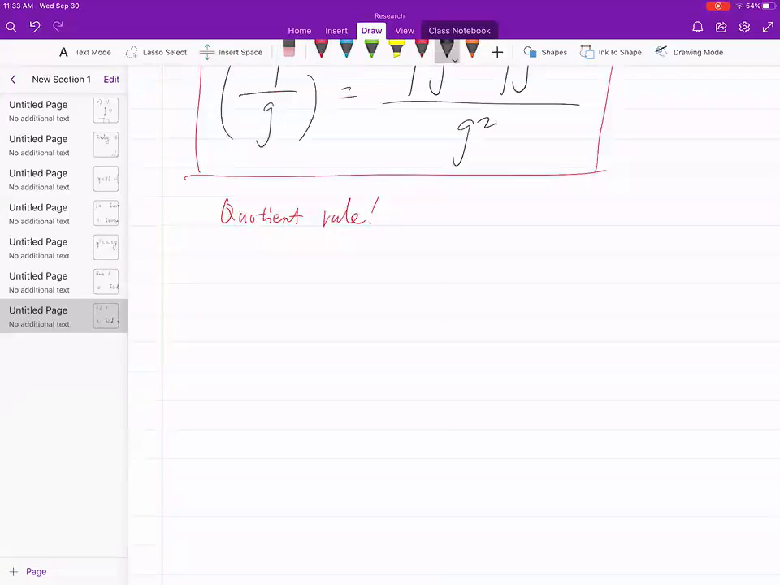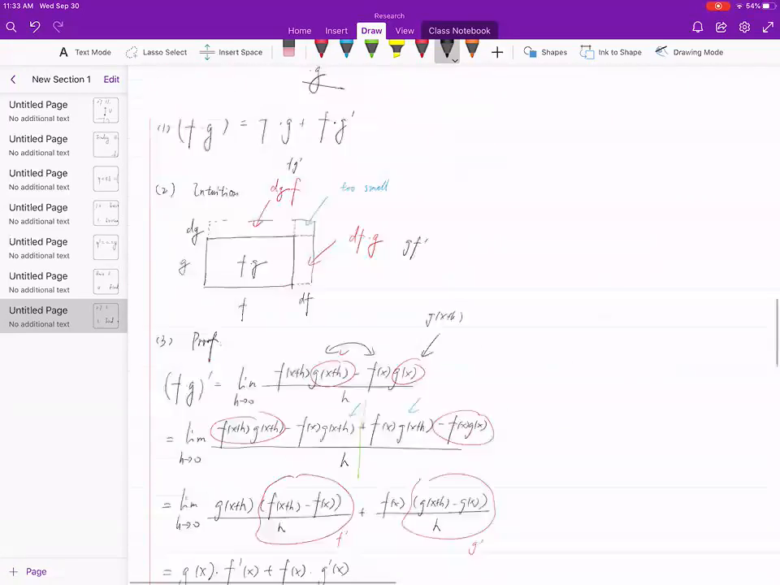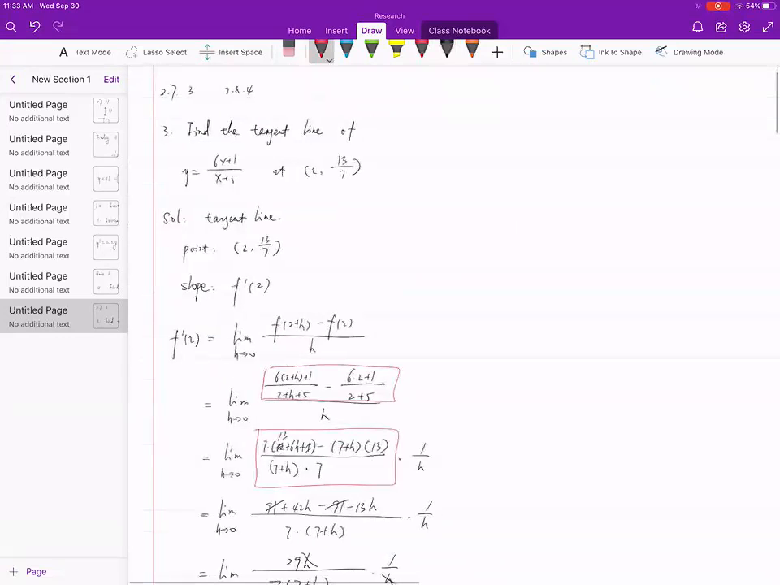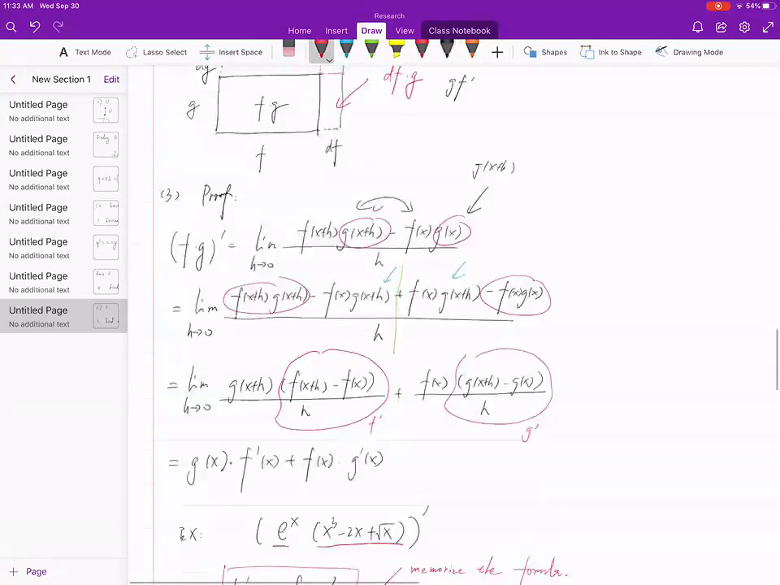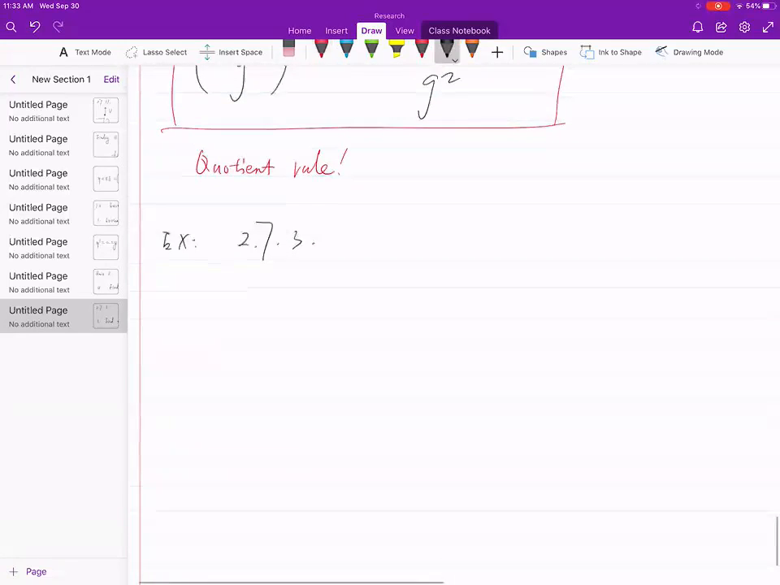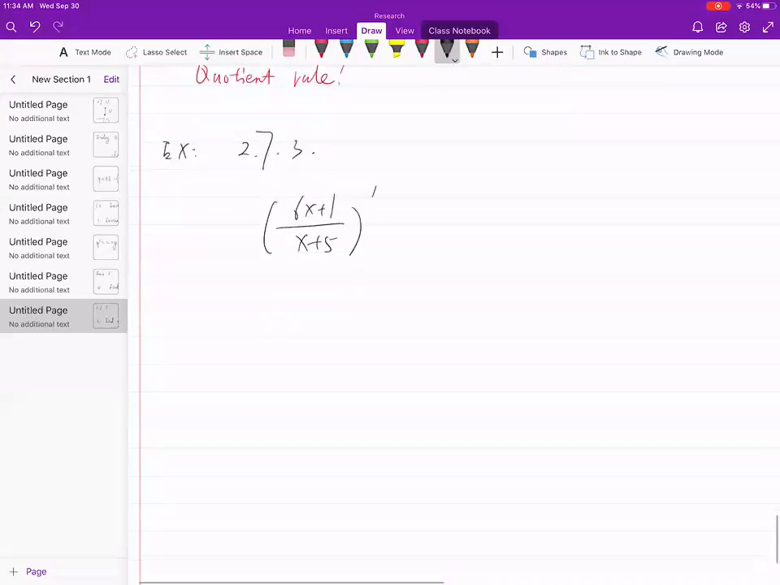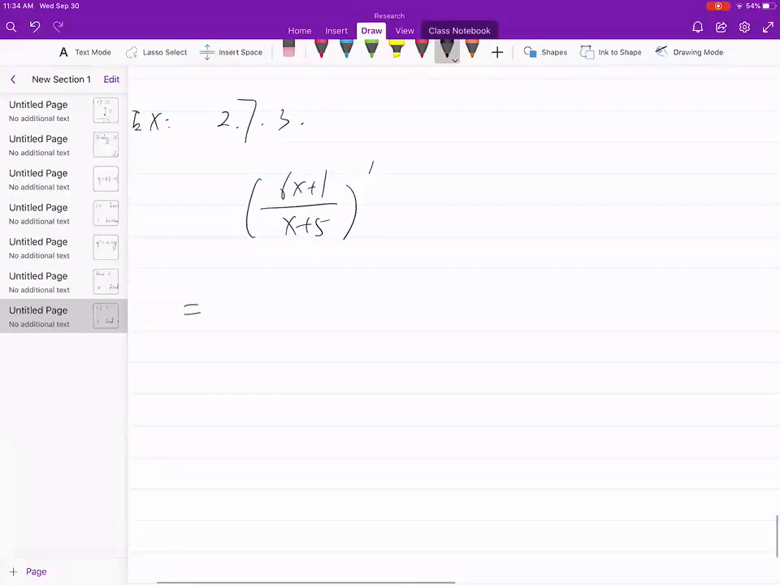Let's try to use it. As I remember, that was the earlier example, 2.73. We did a whole bunch of stuff, which is a pain in the butt. But now if we really go back and look at it, what's this? It's definitely a quotient. We say, please go ahead and try to find the derivative. This time, don't do the difference quotient. Don't do all the painful algebra we went over. And the answer is, sure.